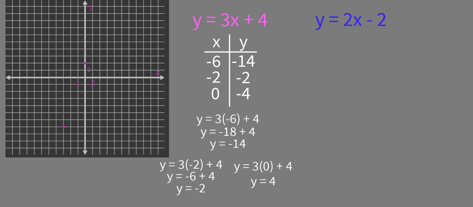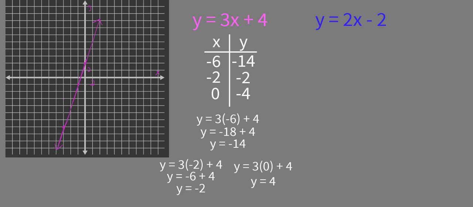Then we will draw a line through those 3 points. Again, you can pick any points, but I would suggest using at least 3, because you want to make sure that all 3 points line up. So there is our first line, y equals 3x plus 4.